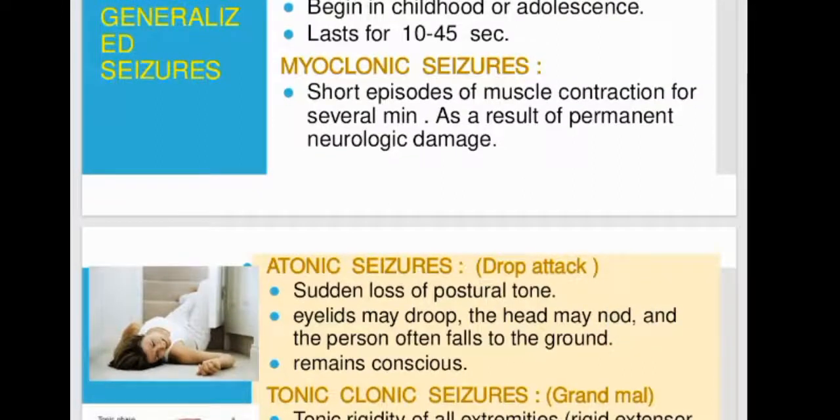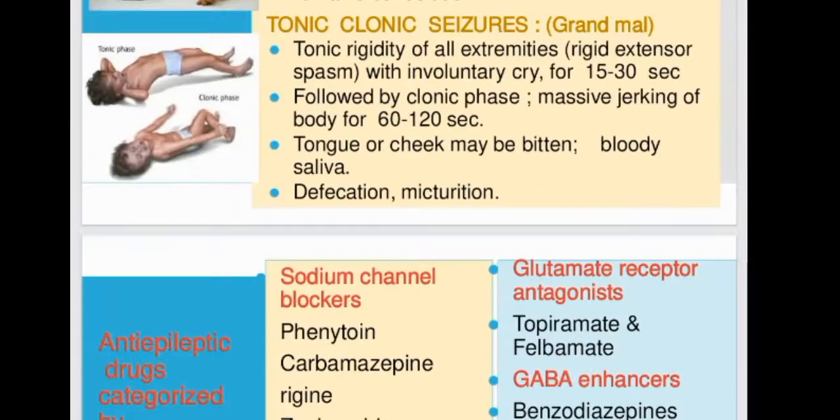Primary generalized seizures include absence seizures, which are a brief period of unconsciousness. Myoclonic seizures are short episodes of muscle contraction as a result of permanent neurological damage. Atonic seizures are drop attacks, a sudden loss of postural tone; the eyelids may droop, the head may nod, and the person often falls to the ground but remains conscious.